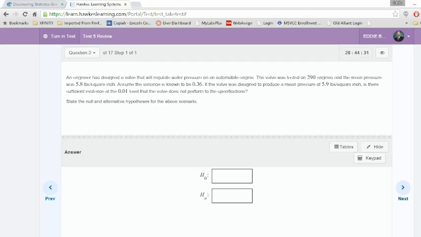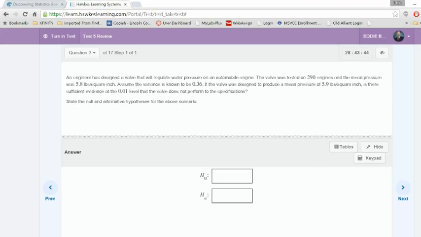All right. This one again is state the null and alternate hypothesis. Even though it has a lot of different numbers here, you have a mean in here, you have an N of 290 engines in a sample, we only want the null and alternate hypothesis. So really that's what we're looking for. What is the problem itself asking? So read through the problem and you'll see, if the valve was designed to produce a mean pressure of 5.9 pounds per square inch, is there sufficient evidence at the 0.01 level that the valve does not perform to the specifications?